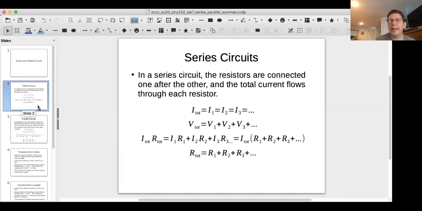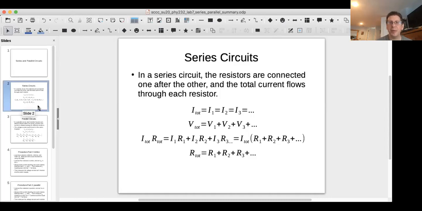So in a series circuit, you have the resistors connected one after the other so that the current never branches. And so the total current is equal to the current going through each resistor. The total voltage feeding into the series segment of the circuit is equal to the sum of the individual voltages across the different resistors. So V total is equal to V1 plus V2 plus V3 plus the voltages of however many resistors there are.